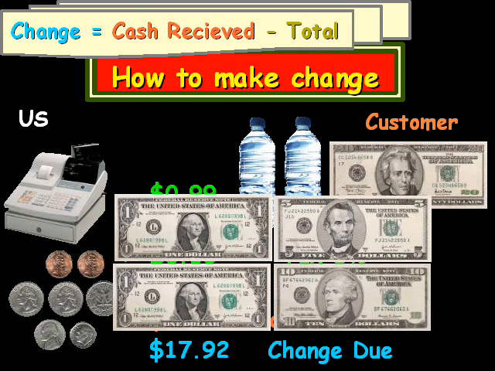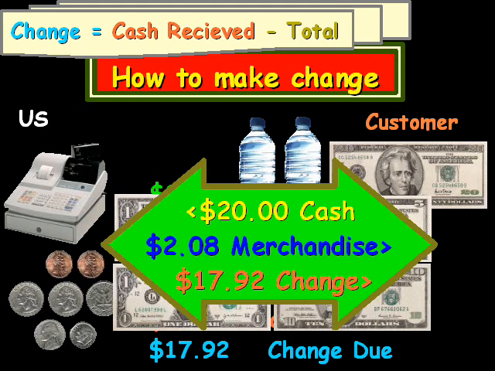What we're trying to do is think of it as a balancing equation. In this case, the customer has given us $20 in cash, and we have to balance that out with $20 of equivalent merchandise plus cash. So we are giving them $2.08 in merchandise and $17.92 in cash. So we're giving them $20 worth of stuff, cash and merchandise, and they're giving us $20 worth of cash. And in that case, the transaction balances out.